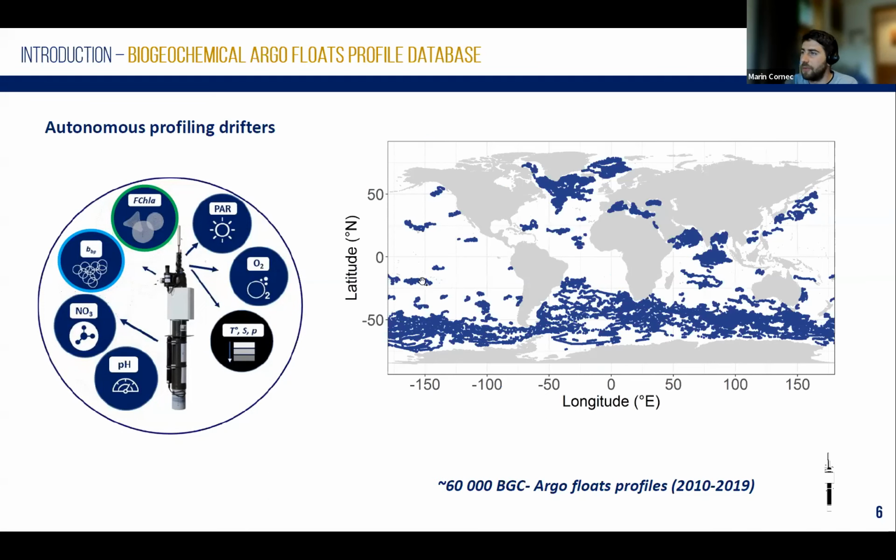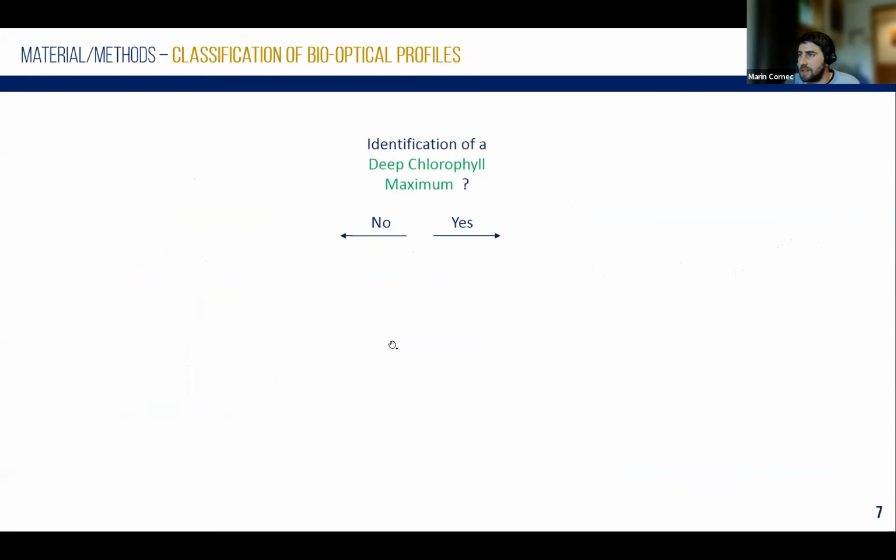For this, we use the global database of BGC-Argo float profiles. On this map, we have all the float profiles that have at least a measurement of fluorescence of chlorophyll A and the backscattering coefficient, which corresponds to about 60,000 profiles sampled from 2010 to 2019. We first proceeded to a classification of all these profiles to look at whether or not they present a deep chlorophyll maximum.